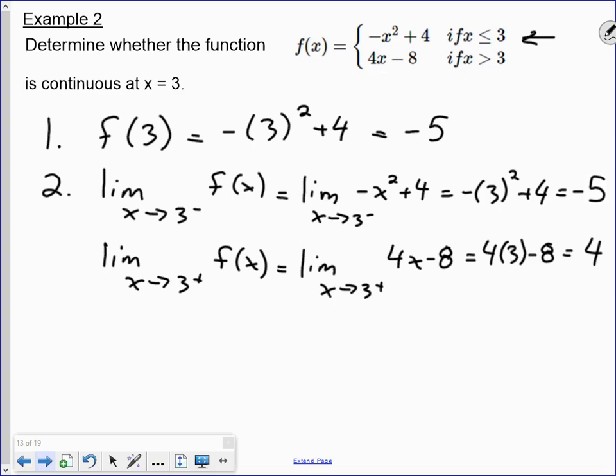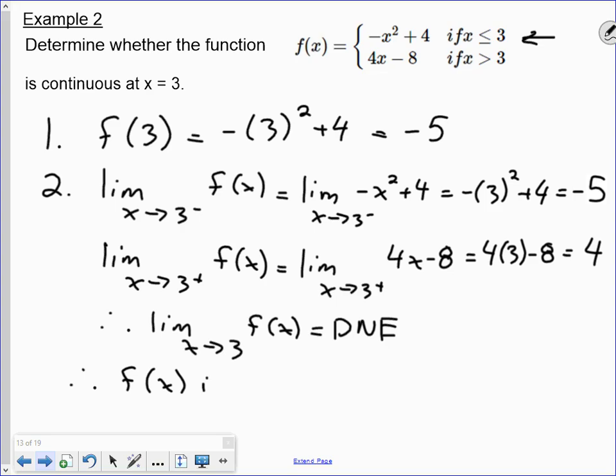Okay. Our limit as we approach from the left and our limit as we approach from the right are not equal to each other. So we can say that the limit as x tends to 3 of f at x does not exist. So that second condition necessary for continuity is not satisfied. So we can say f at x is not continuous at x equals 3.